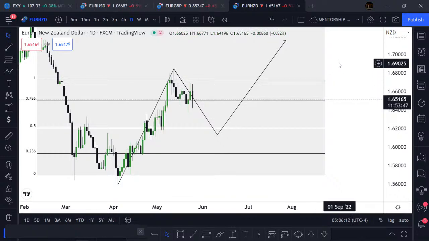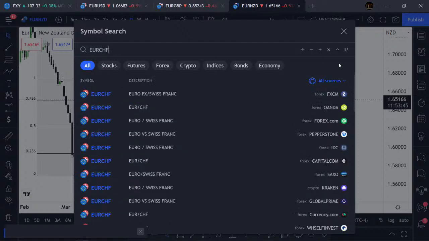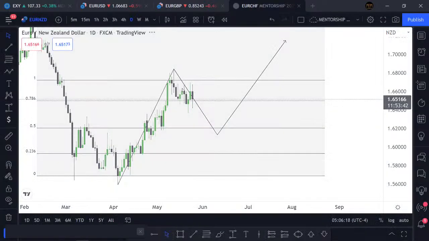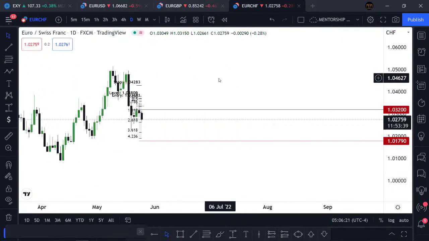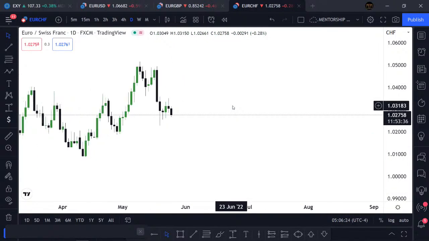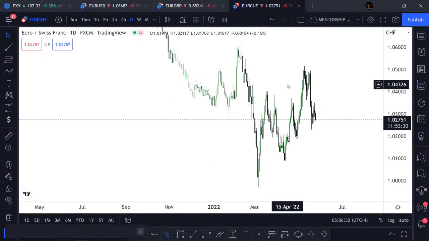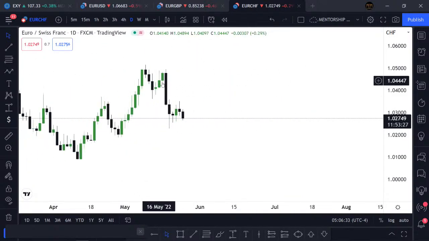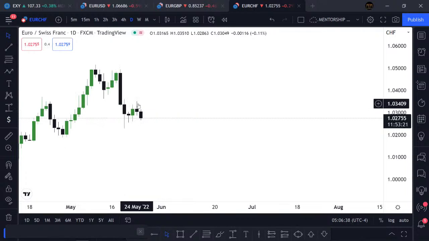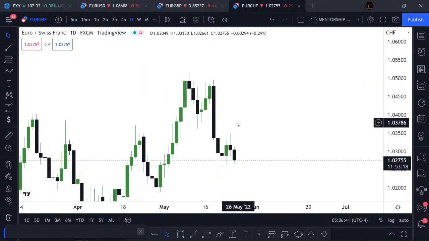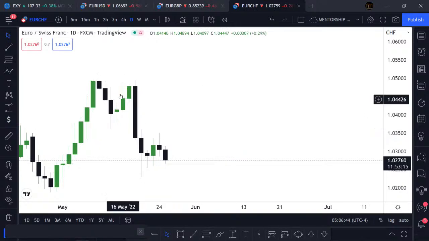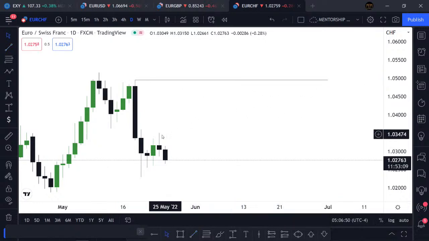Let's look at the euro CHF, the euro Swiss, on a daily. So this is the euro Swiss on a daily. Well, we have this imbalance in here. We have this imbalance, we have a failure, now we have a swing high. So if price trades above this swing high on the euro Swiss, I'll be looking at this swing point as my next take profit.